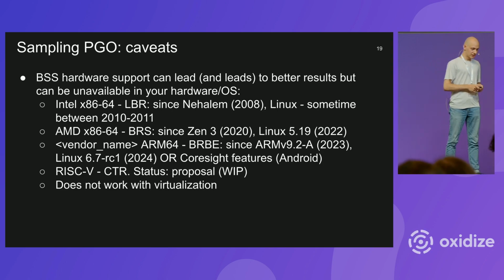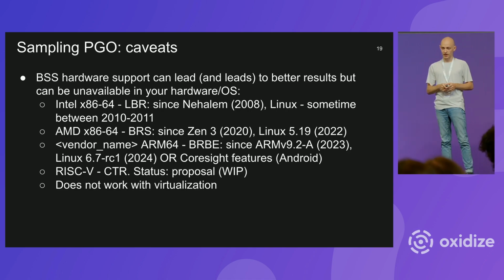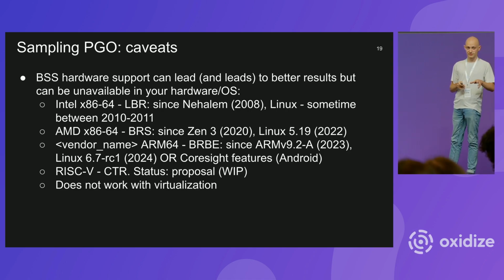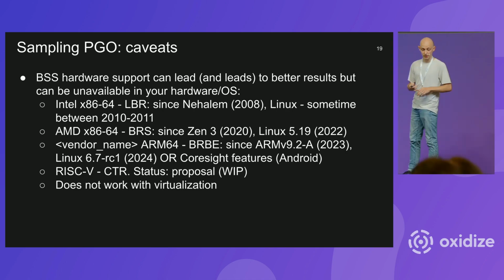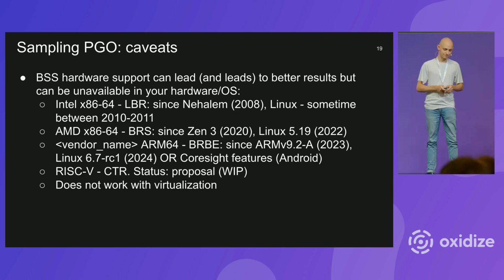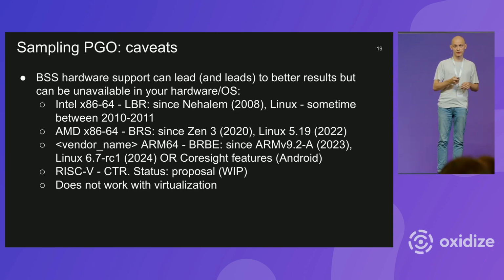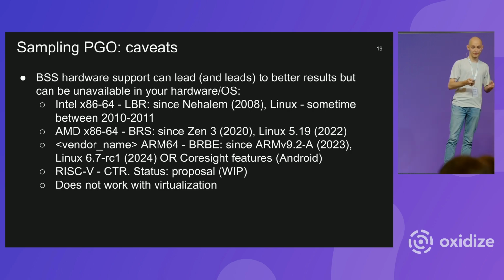And the biggest limitation with sampling PGO is that, as far as I know, modern hypervisors don't emulate this feature in the CPU. So if you have a virtual machine, you cannot use this hardware feature, unfortunately. It could be a limitation, but anyway, you can try to gather PGO profiles from bare metal.